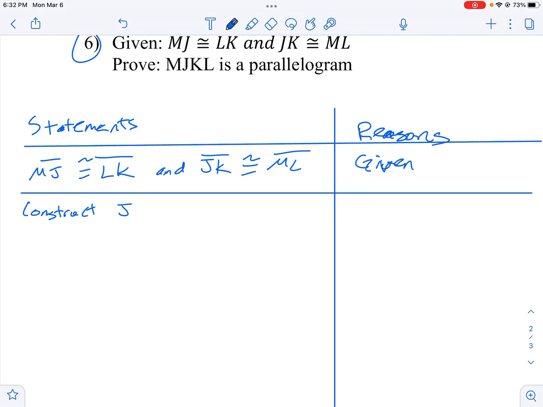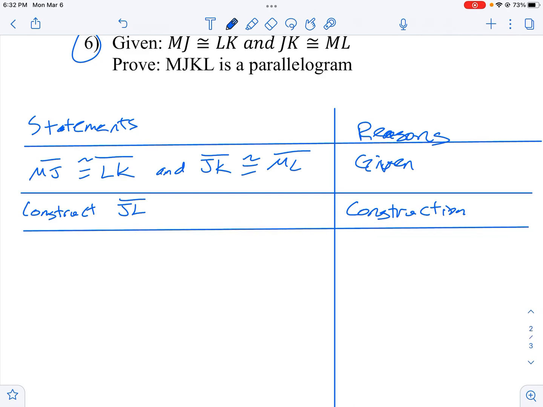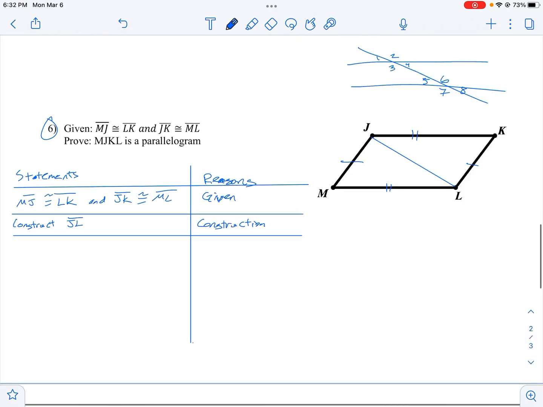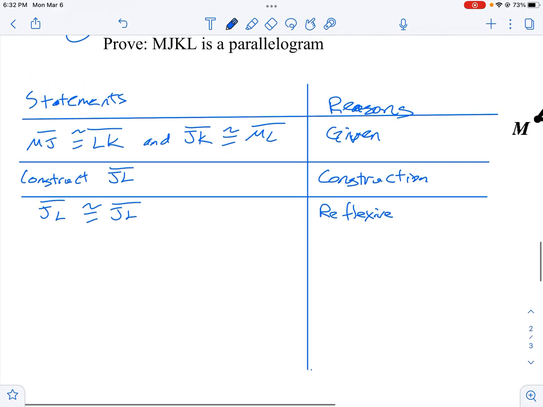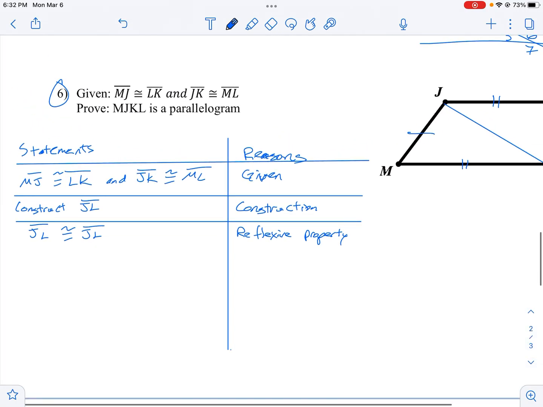construct JL. And that's just a construction. I know I misspelled construction. You can just connect any two points you want. It's not even a fancy construction. And since I got that, I can just say that JL is congruent to itself. And that's the reflexive property. Make sure I'm naming stuff, yeah, JL. Put my tick marks there.